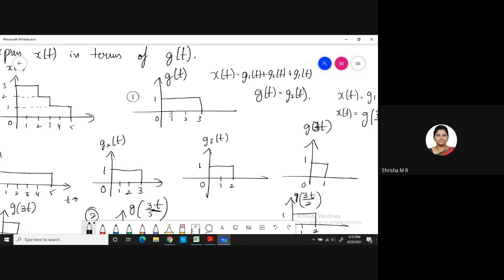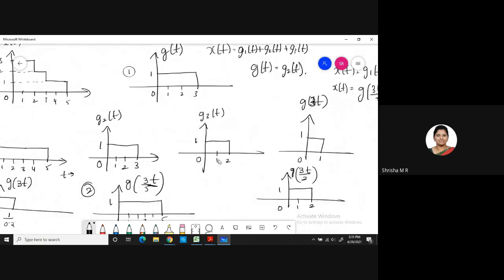The 0 to 1, how do you compress? By scaling it by a factor of 3. Now again, I want a signal from 0 to 2. So what do I do? I'll expand by a factor of 0.5 or half. So it is g3 of 2t, a signal existing from 0 to 2 with an amplitude 1.